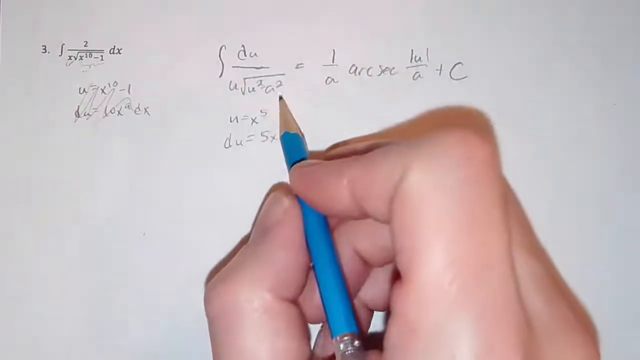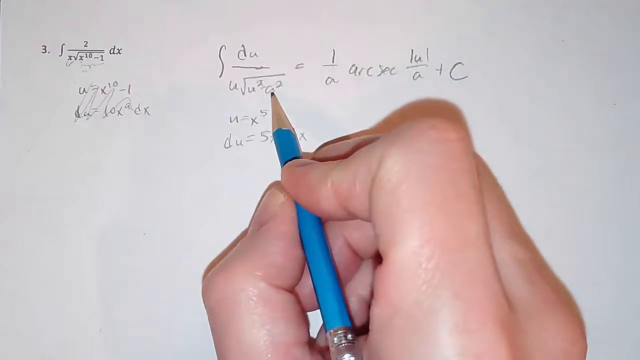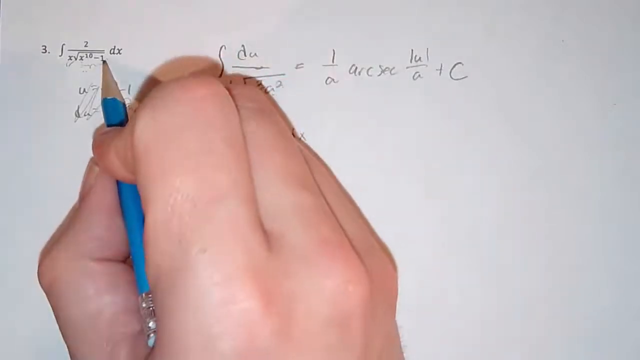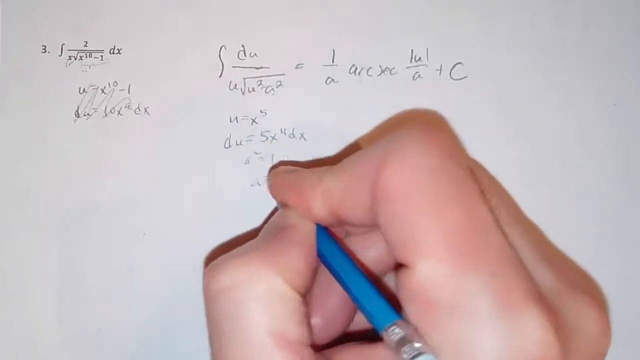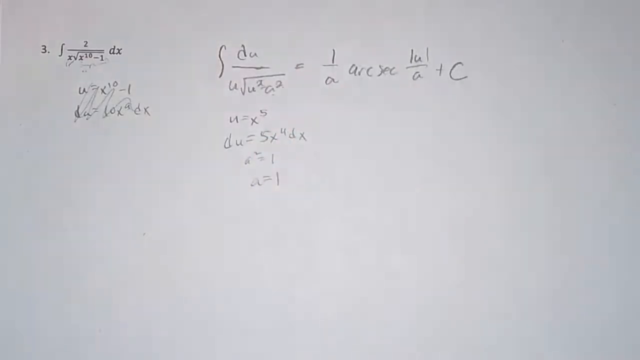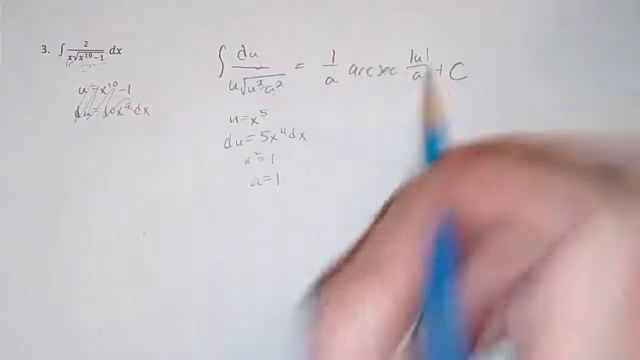Then I'd say, well, this second term is supposed to be a squared. In the problem I'm given, it's a 1. So if a squared is 1, that means a would have to be 1. So I've defined u and du, I've defined a. That's everything I need to work with this pattern.